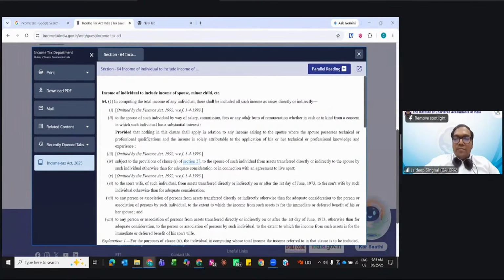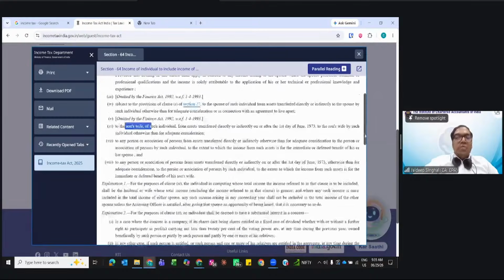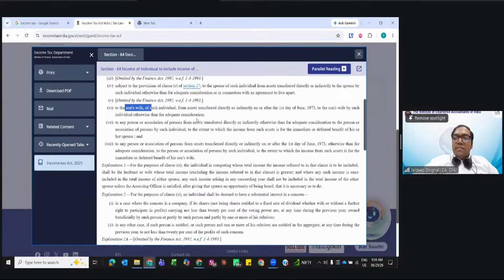Let's quickly see it. Income of individual, in spouse or minor child. To the spouse, remuneration. Have we discussed the concept of remuneration and substantial interest? Then we have discussed section 27, the deemed donor concept, otherwise done for adequate consideration. Then we have discussed the concept of son's wife. In the book it is given in simplified format. Then you transfer to anyone otherwise than for adequate consideration for the benefit of spouse, then for the benefit of son's wife, these all provisions we have discussed.